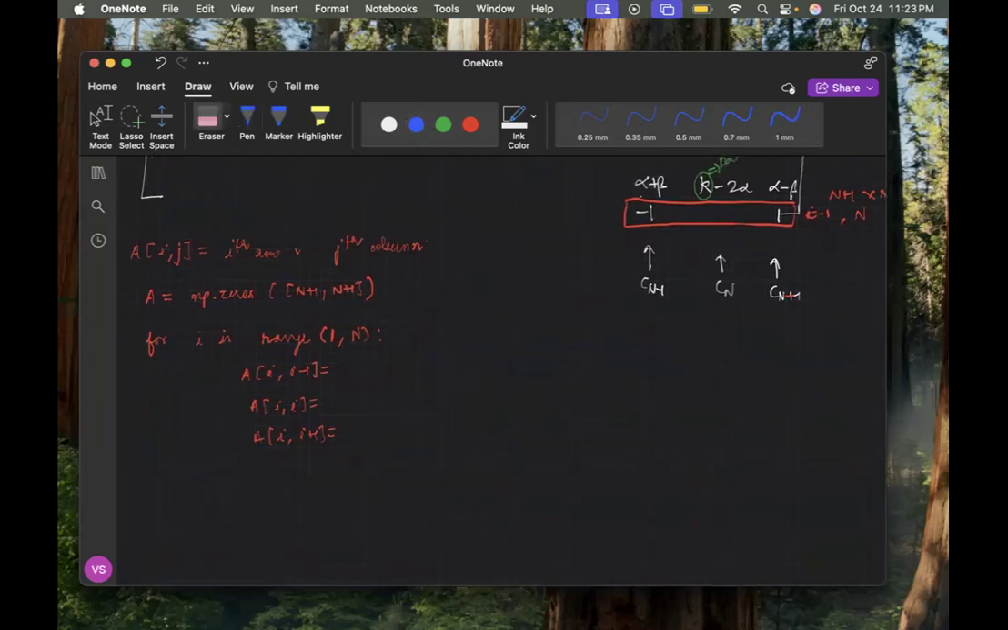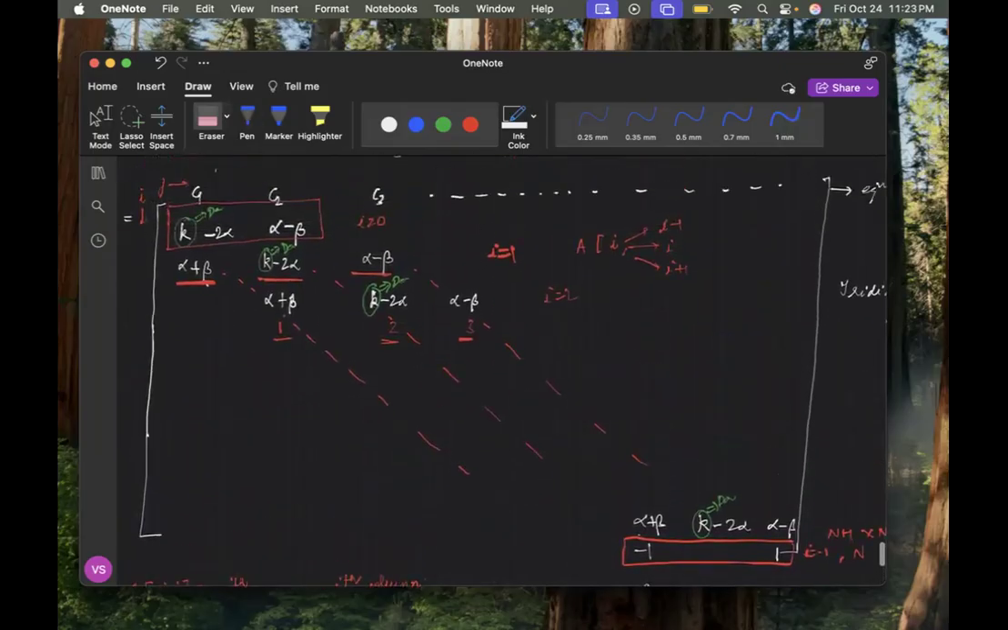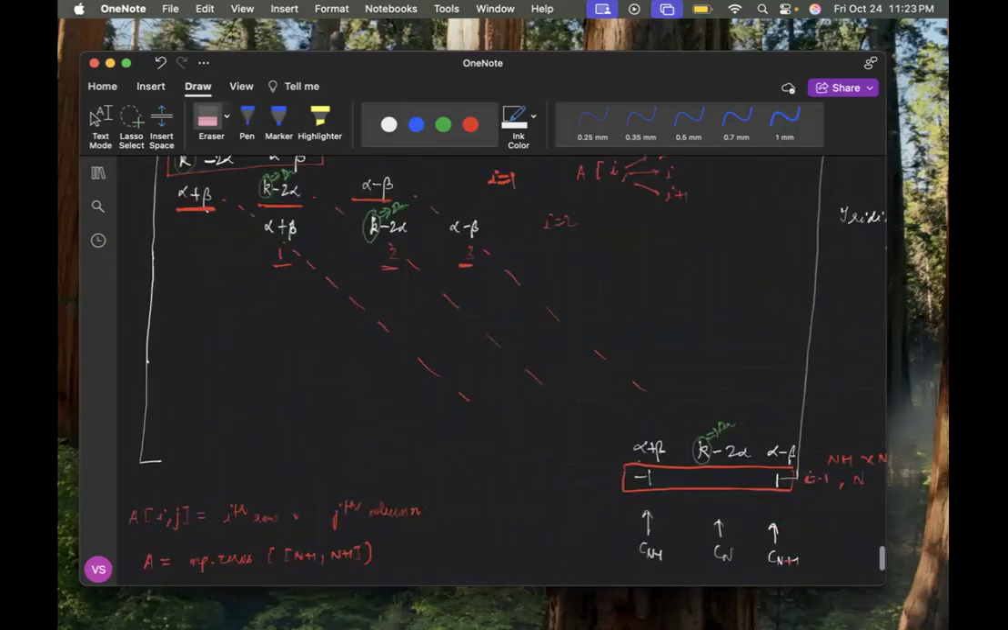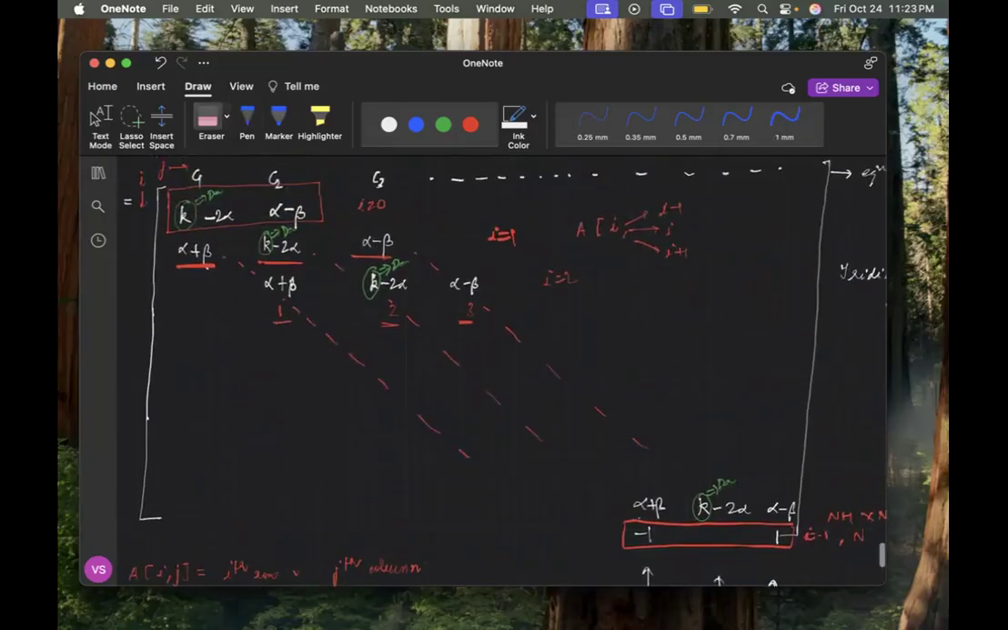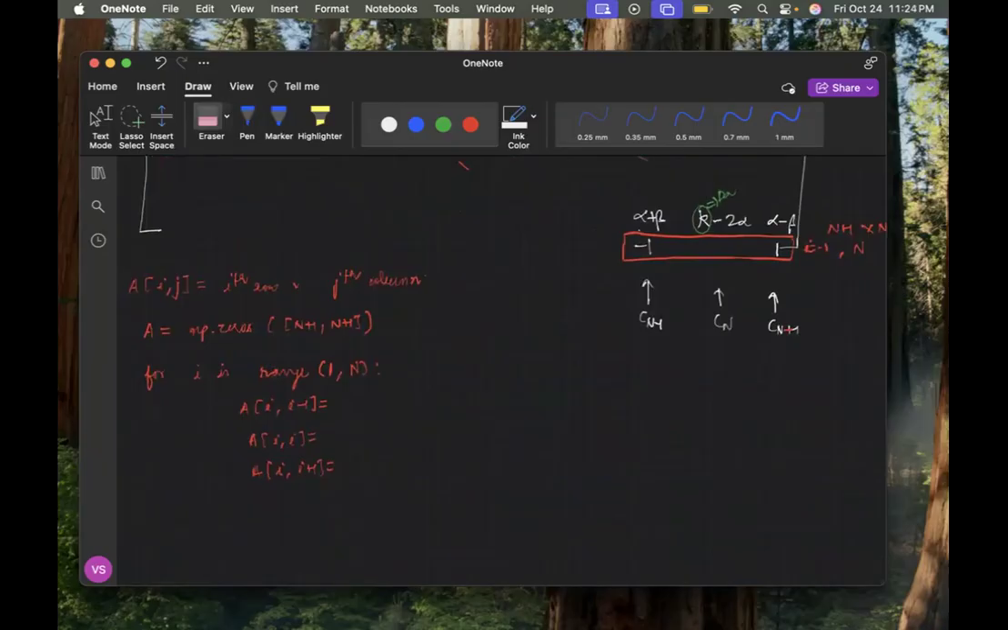In fact, even the boundaries can be followed the same way. It is just that depending on what your boundary conditions are, it is going to change. But in general, this is the procedure for formulating the matrix A using Python. So this is the most general procedure.